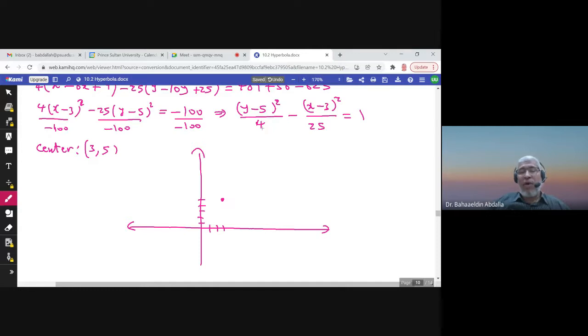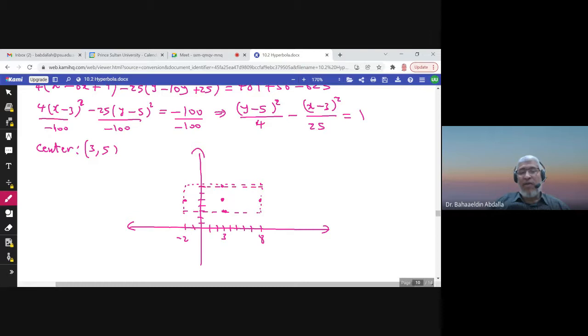Below y we have 4. So we go 2 units up and 2 units down. And below x I have 5. So I go 5 units right and 5 units to the left. And I can now draw the fundamental rectangle.